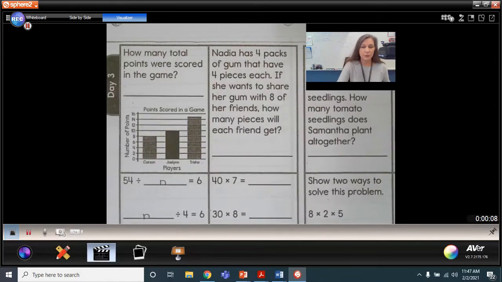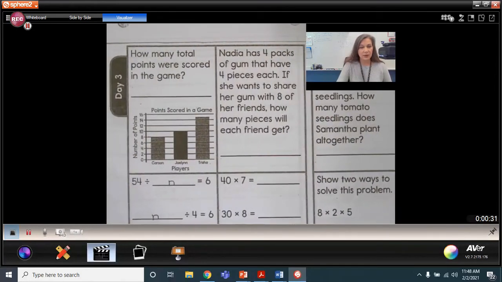Remember, these are super important skills that you're going to need to continue when you go to fourth grade. So make sure that you are working on these practice problems on a daily basis. They're super important. So let's take a look at week 19, and we're on day 3. So today's Wednesday, and we're going to do day 3.